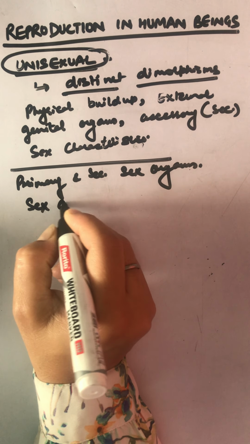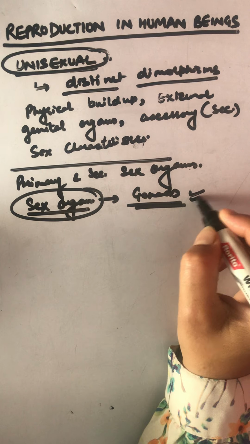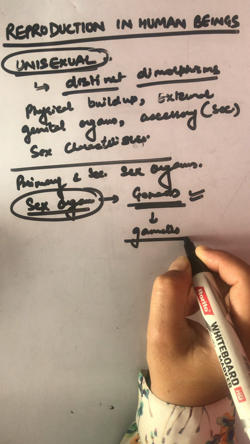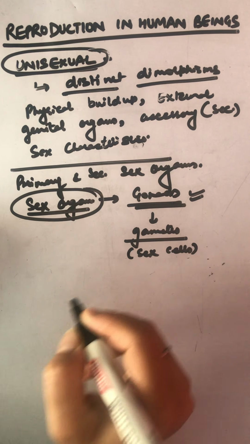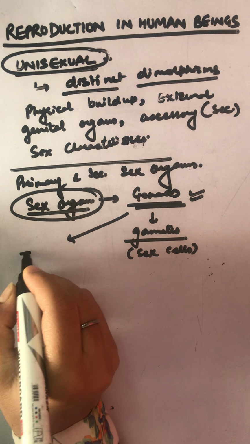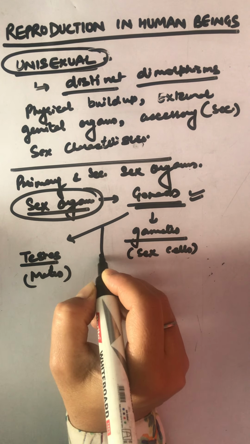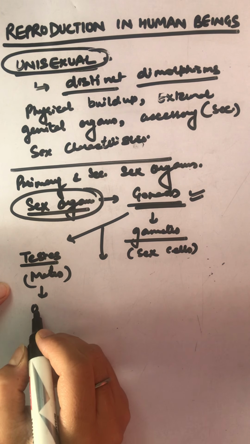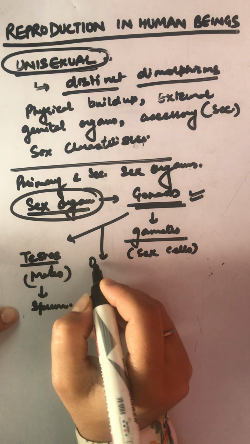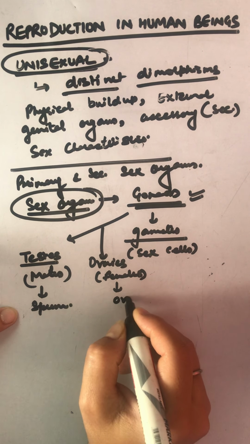First of all, the primary sex organ is replaced by the term gonads. Every time we use the word sex organ, we will use the word gonads. Gonads produce gametes, meaning the sex cells, and secrete sex hormones. The gonads are known as testes in males, which produce sperm gametes. Same way, ovaries in females produce ova.